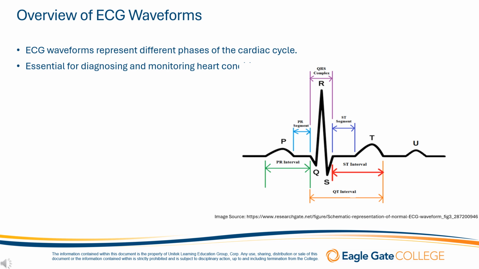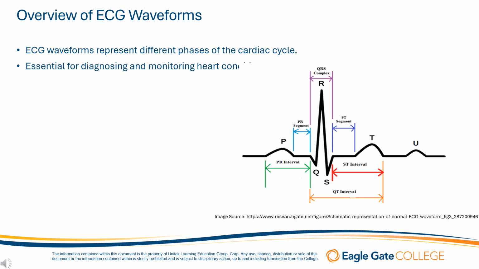By analyzing these waveforms, healthcare providers can diagnose various heart conditions such as arrhythmias, myocardial infarction, that's a heart attack, and electrolyte imbalances. For example, a prolonged PR interval can indicate a first-degree heart block where the electrical signals are delayed as they move through the atria to the ventricles. A widened QRS complex can suggest a bundle branch block where there's a delay or blockage along the pathway that electrical impulses travel to make the heart beat.